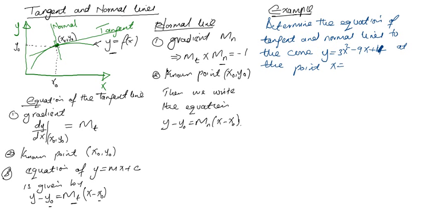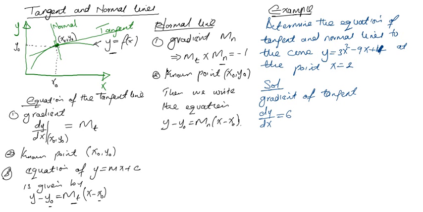x equals 2. So first, the way to go about this is to determine the gradient of the tangent. So how do you do that? Change in y over change in x. It's the derivative of the curve. So which curve are we dealing with? The curve is y equals 3x squared minus 9x plus 4. So what is the gradient of that?